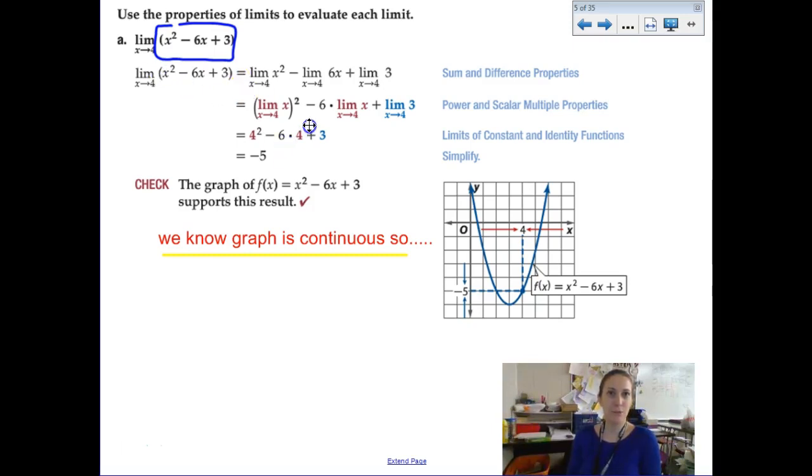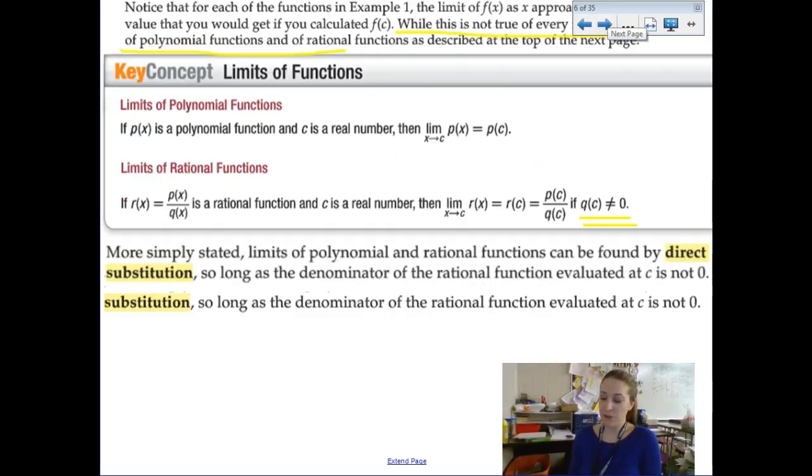Well, forget the what's around 4 business. Just plug in 4. So when you plug in a 4, directly substitute it, you get -5, and that's the answer to the limit. Had you gone to the table and plugged in 4.001 and 3.999, you would have seen that the function was also approaching -5. So if you know there are no discontinuities and you can just directly substitute, please do. So direct substitution for polynomials, check.